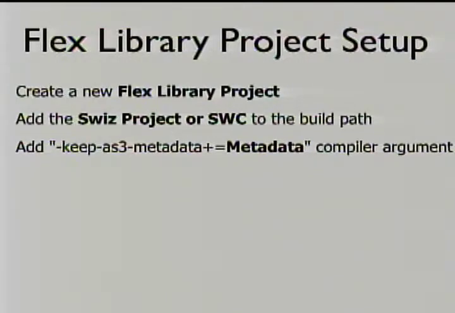So you'll create a new Flex library project, and you'll reference either the Swiz project if you have that code checked out, or just the Swiz SWC so that you can actually use the classes that come with it. And the next piece that's specific to metadata is you'll need to add this keep-as3-metadata compiler argument to your project. The reason you need to do that is because when the Flex compiler compiles your application, it gets rid of all the metadata unless it's specified as something you want to keep at runtime.